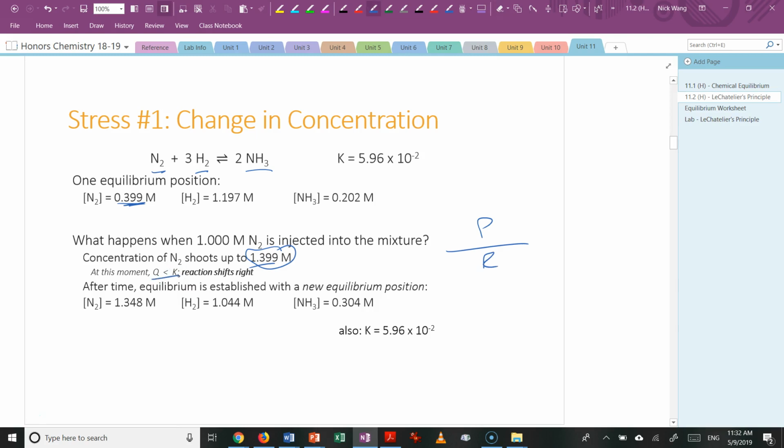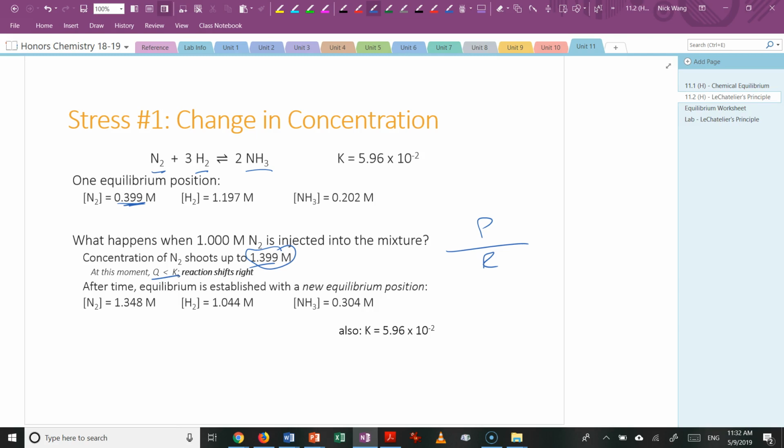And as a result, we know that when Q is less than K, the equilibrium will shift towards the right to reestablish a new equilibrium. If you're going to reestablish a new equilibrium position, you're basically relieving that stress. The stress was adding the extra N2. Let's relieve that stress. Let's shift in a certain direction, in this case, to the right.